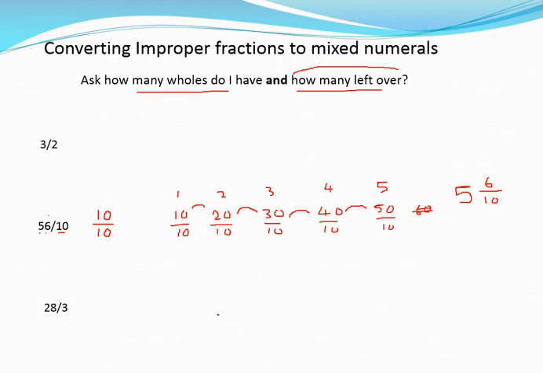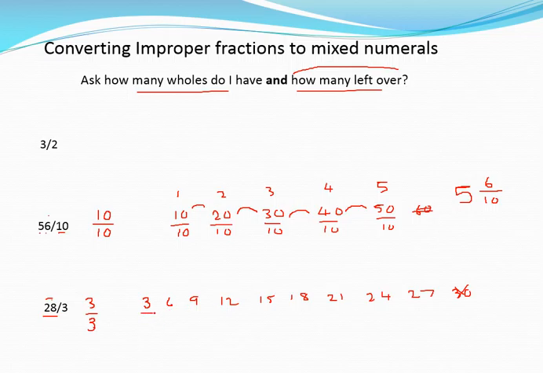Again, we use the skip counting method down here. We must accept that 3/3 equals one whole. So my thinking is, how many lots of 3/3 are there in 28/3? Again, we'll use skip counting, so just write out your table: 3, 6, 9, 12, 15, 18, 21, 24, 27, 30. Once I've hit 30, I've gone over 28, so it can't be that one.